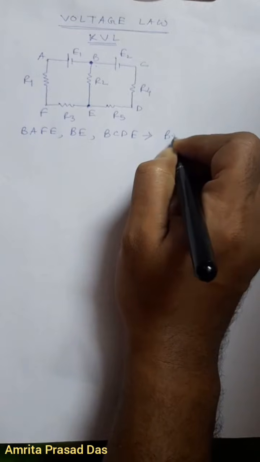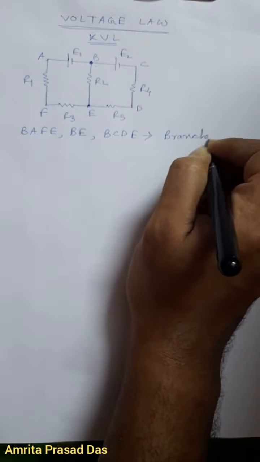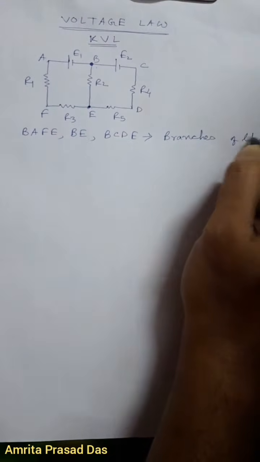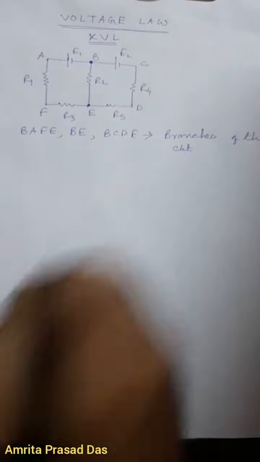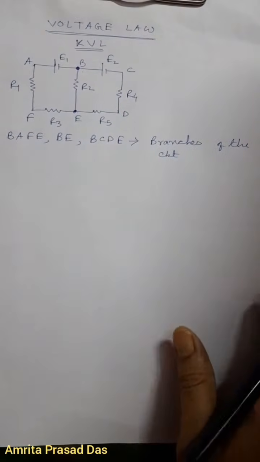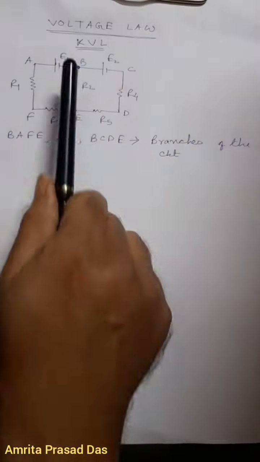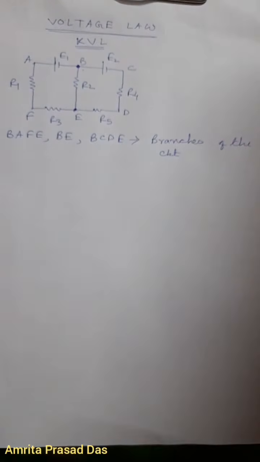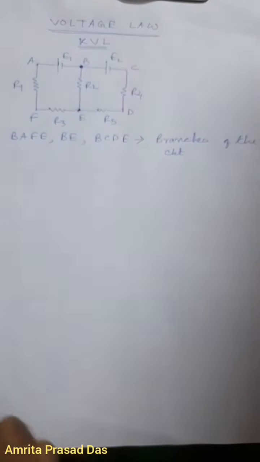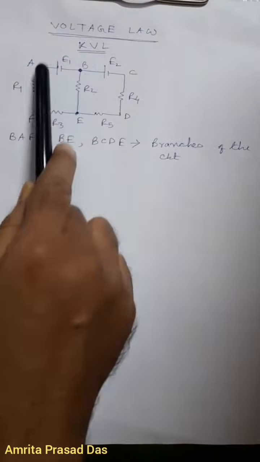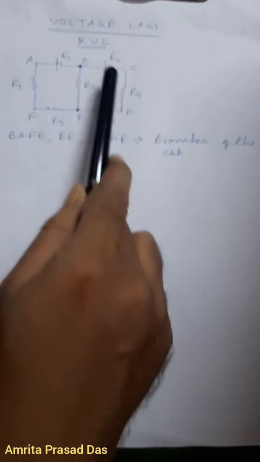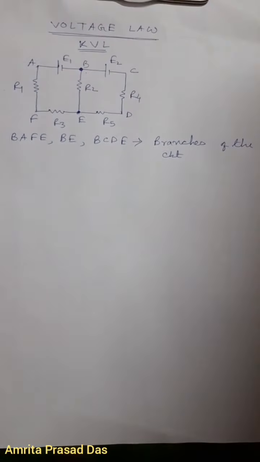These are branches of the circuit. Branch means the path from one junction to another. You can see here that we can move from B to E through these three paths, BAFE or BE or BCDE.